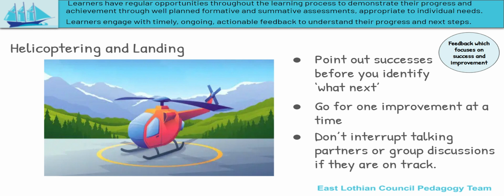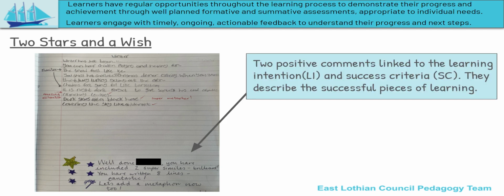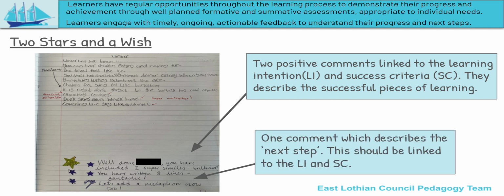Providing 2 stars and a wish on learners' work is another way of giving feedback. It involves giving the learner feedback on their successes, which are the 2-star comments written underneath this piece of work. And the wish, which is the learner's next step, is also written below. All comments written should be linked to the learning intention and success criteria.